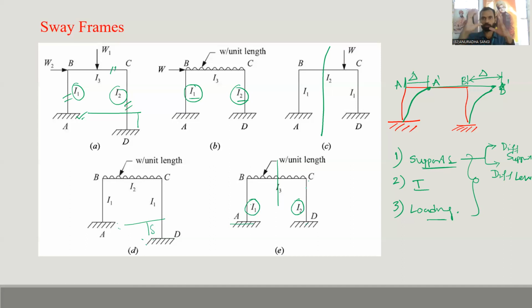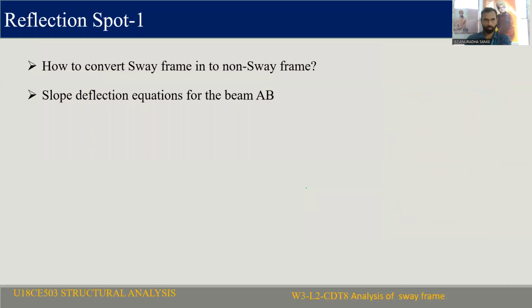So sway is possible in three ways. If the supports are at different levels, then sway is possible. Second one is the moment of inertia of both the columns: if it is different, then sway is possible. Third one is the loading: if it is not symmetrical about the vertical axis, then sway is possible. So these are the possibilities of sway in frames, especially.